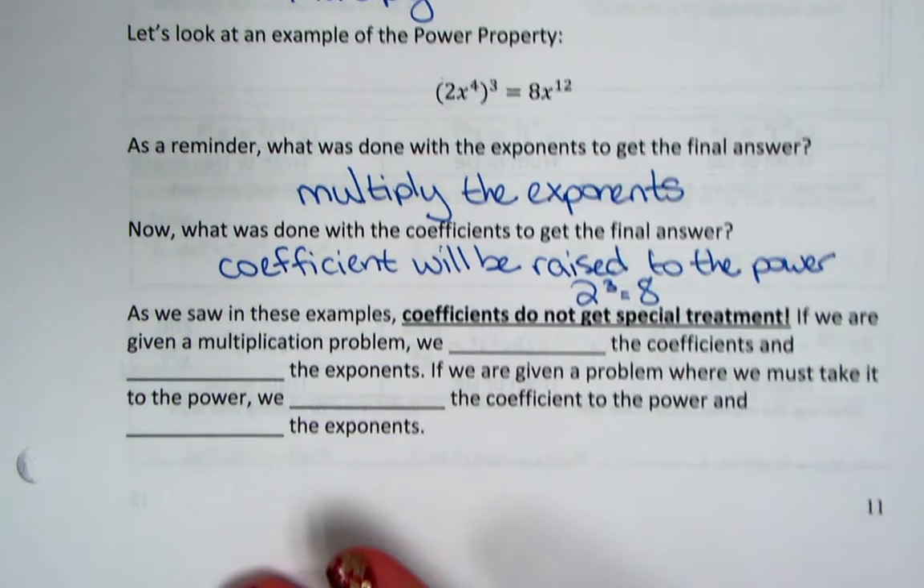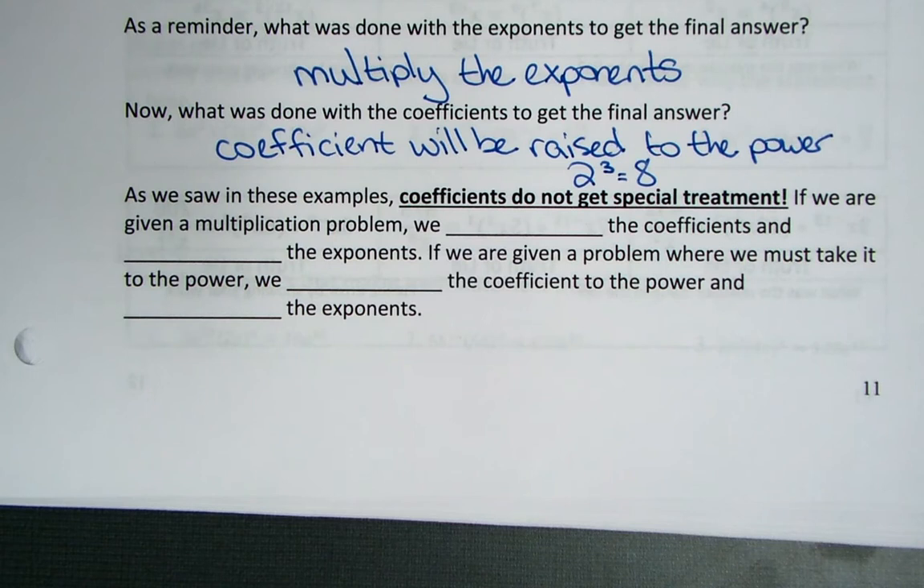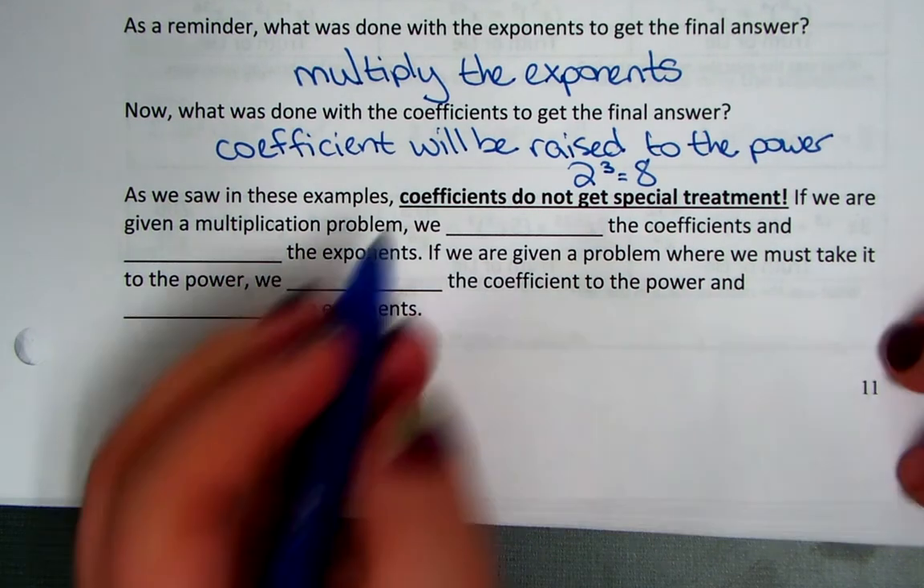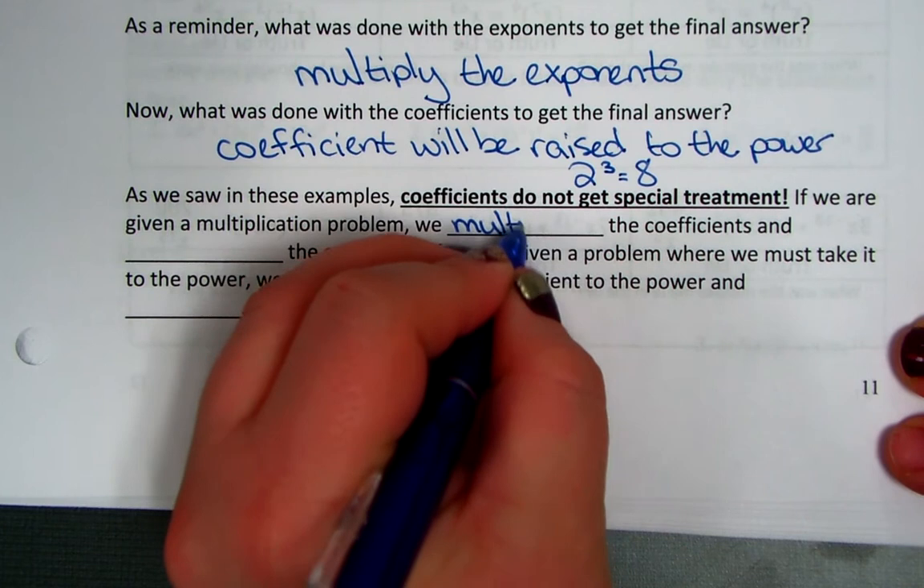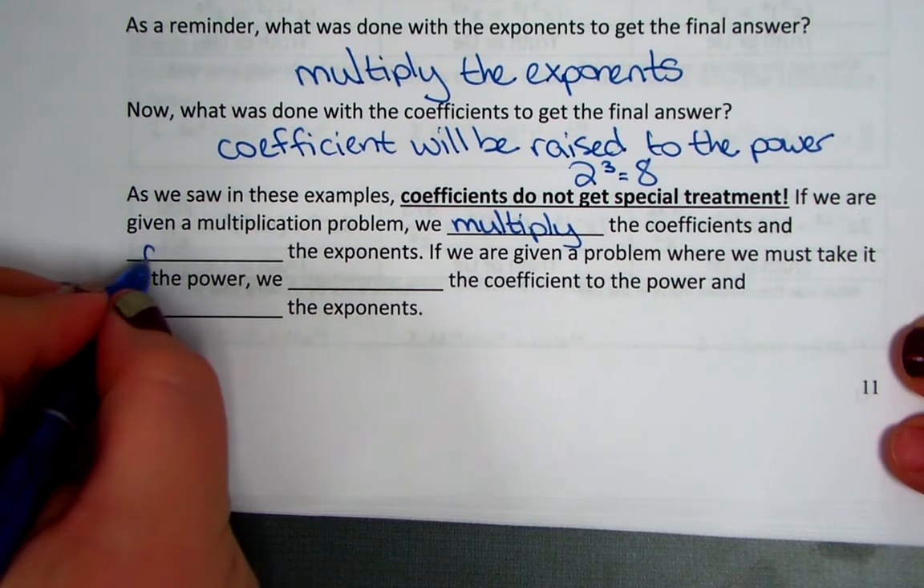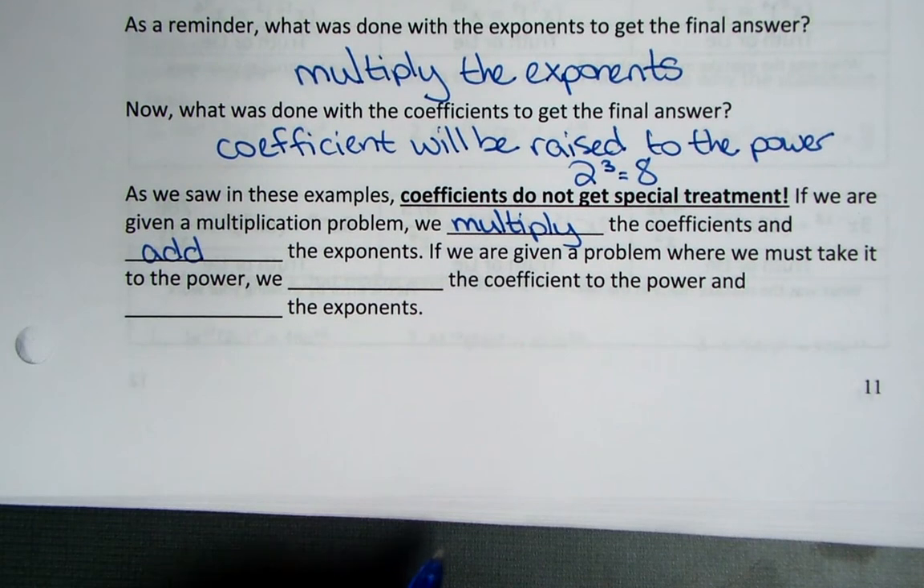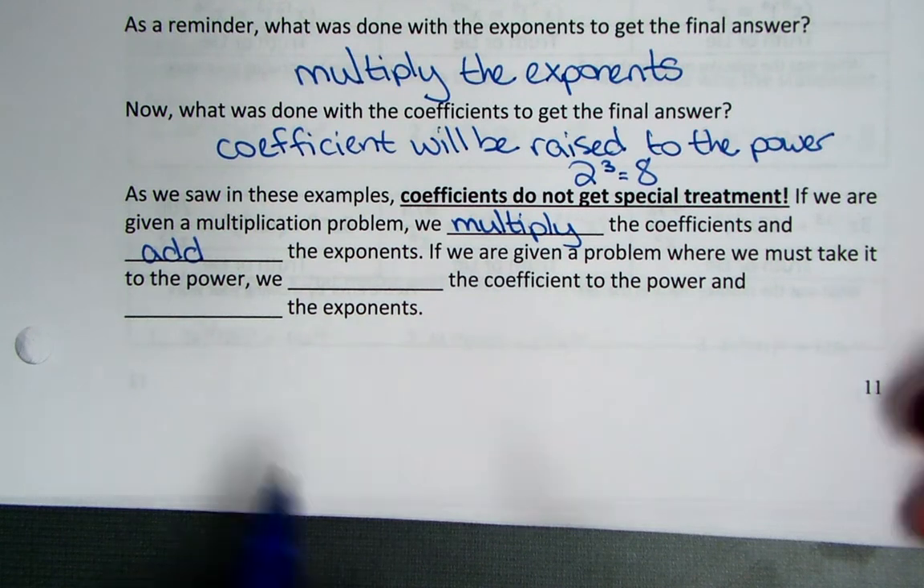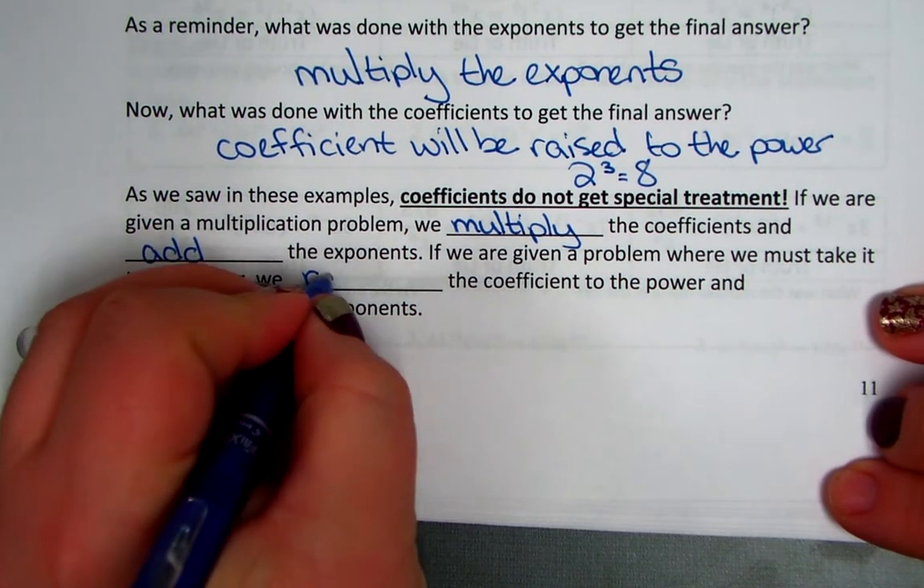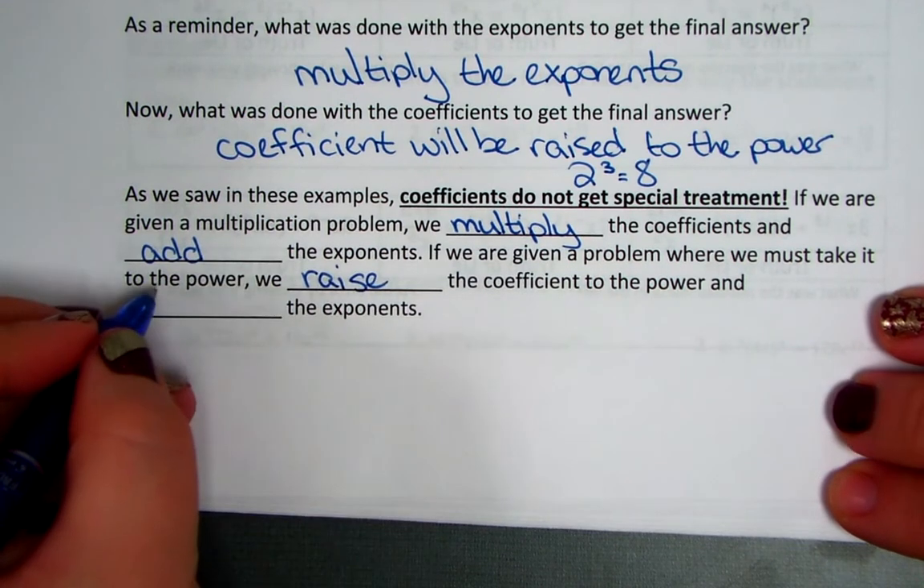So let's kind of put this all together here in some statements that we can follow. So in those examples, we saw that those coefficients did not get the special treatment that our exponents got. If we are given a multiplication problem, we have to multiply the coefficients just like we always have, and the exponents will get added. And if we're given a problem where we have to take something to a power, we're going to raise the coefficients to the power and we'll multiply the exponents. So the only things that get special treatment are exponents.